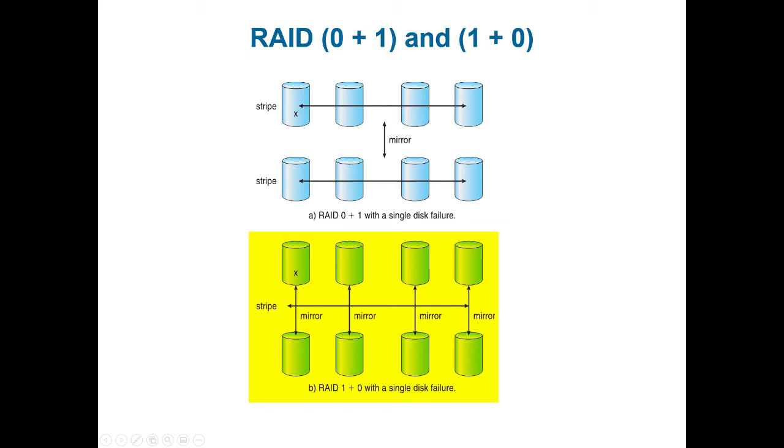In fact, the second arrangement could handle as many as 4 simultaneously failed disks, as long as no 2 of them were from the same mirror pair.